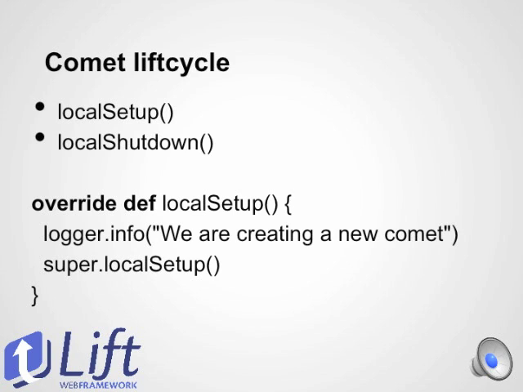And for shutdown it's the same. You override localShutdown, and if you want to do something when your comet actor dies, like send an email to somebody or anything. Going back to the example on the named comet trait, I use localShutdown to unregister the comet from the list, so that the dispatcher will know this comet actor is not present anymore. I don't have to send a message to this comet anymore, because nobody's watching.